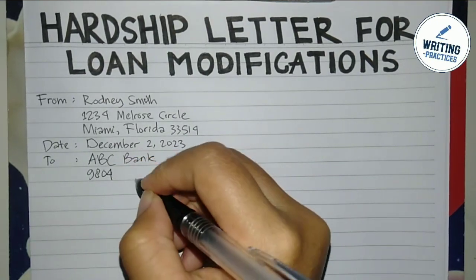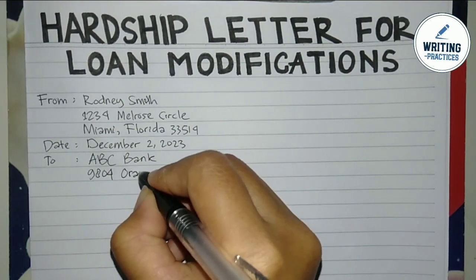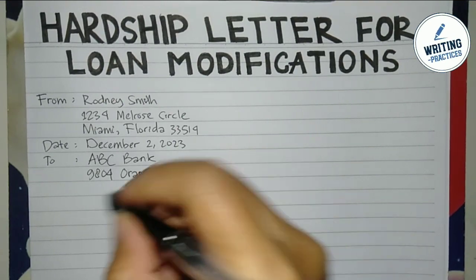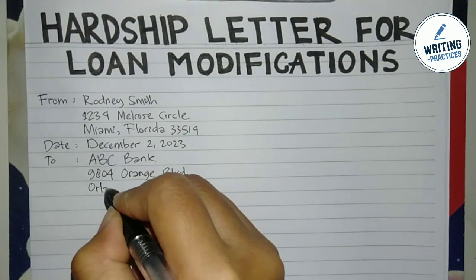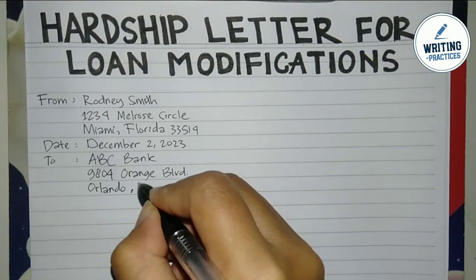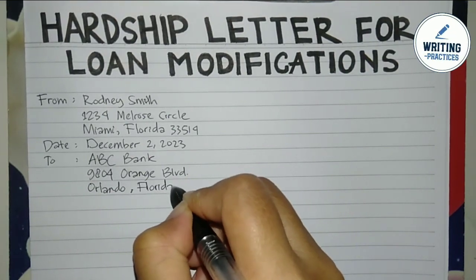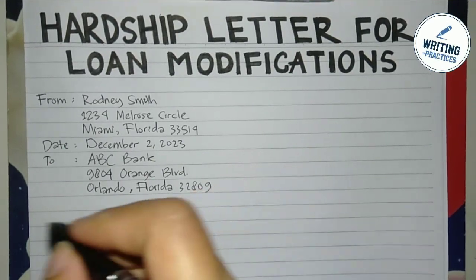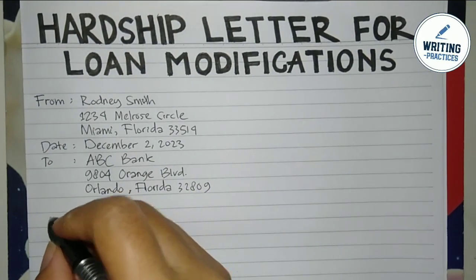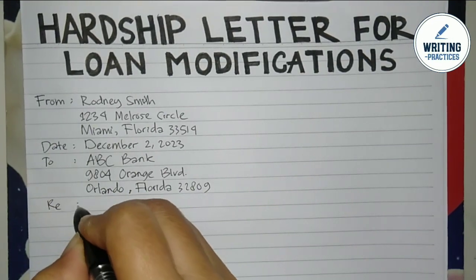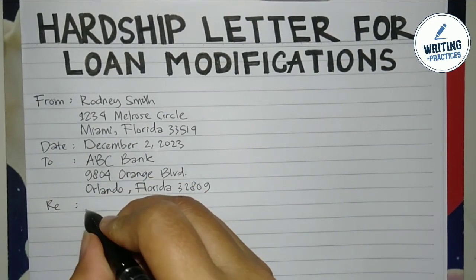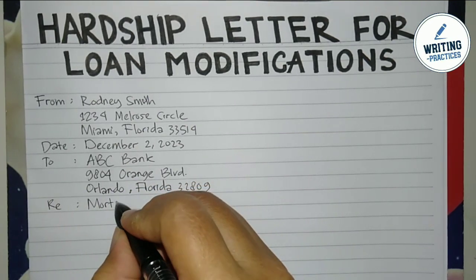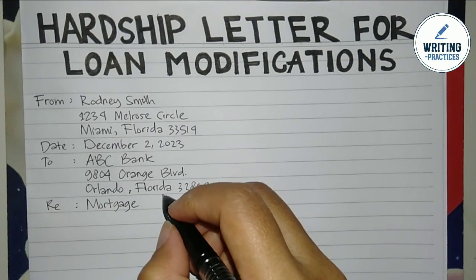After that, write the information about the recipient. You can address it to the company or individual. If you don't know the name, you can then directly write the company or organization name. Under it, write the address of the company or organization. Yes, don't forget to mention the number, street address, city, state, and zip code. And now, write the subject of the letter. But if this letter is a reply to the recipient's letter, you can change it to reference of the letter. Simply write mortgage loan modification.